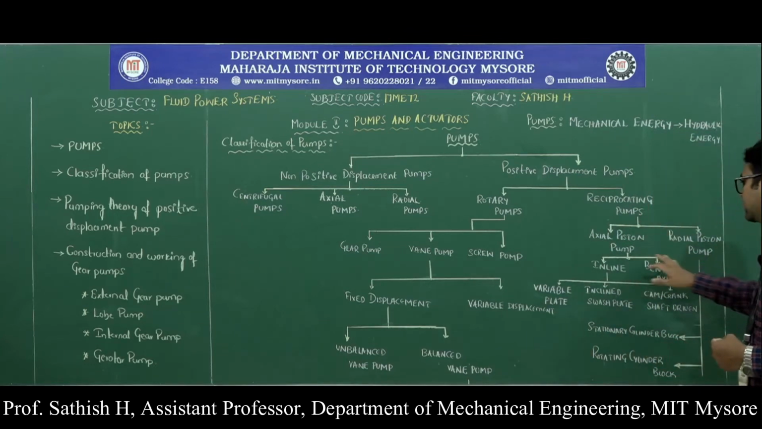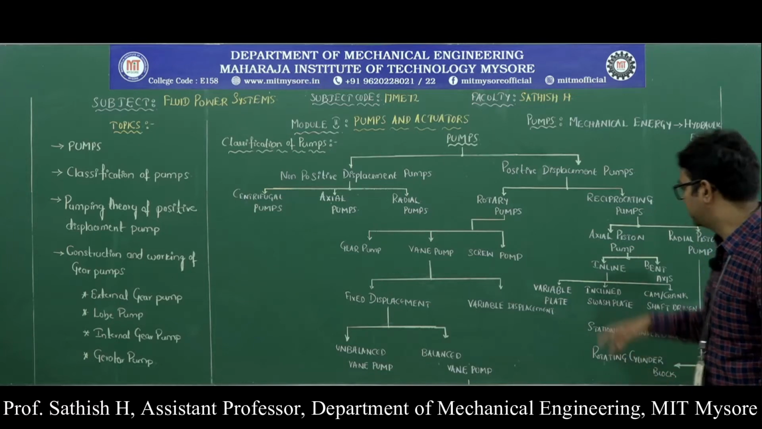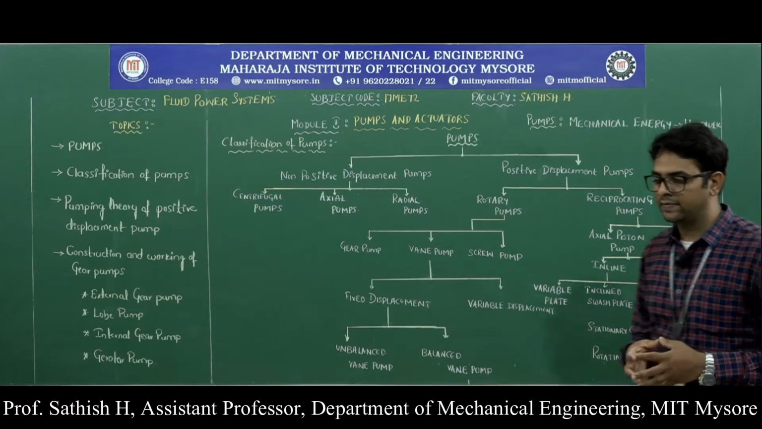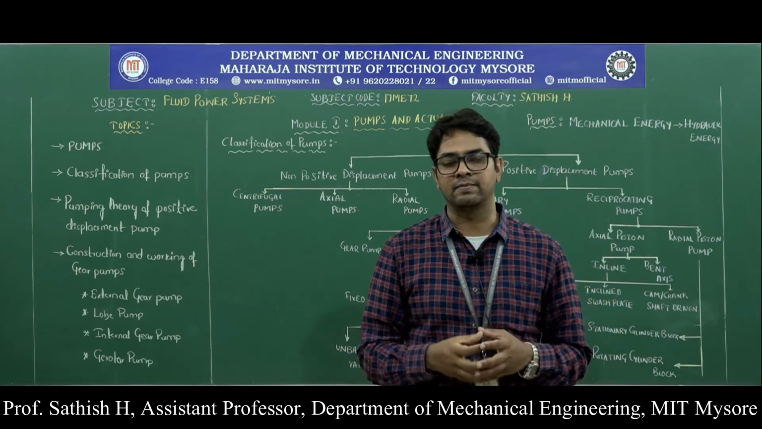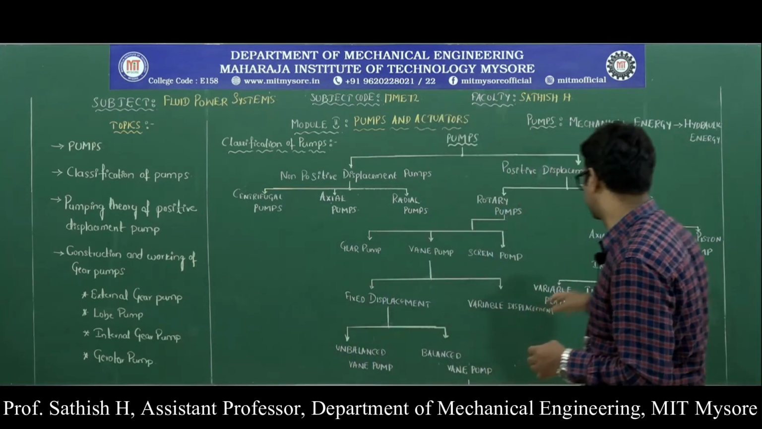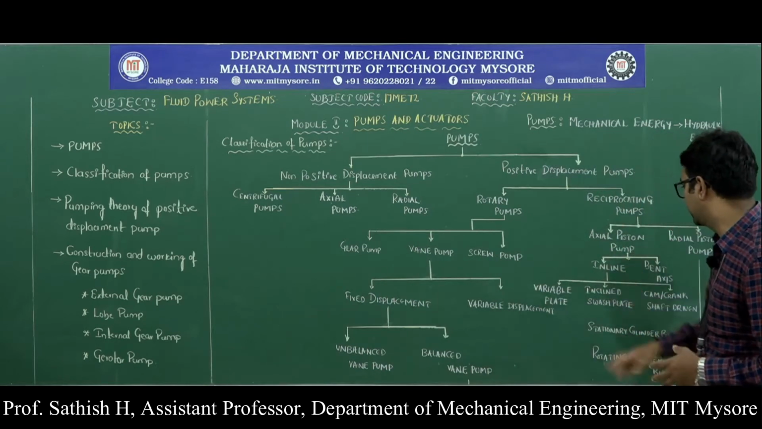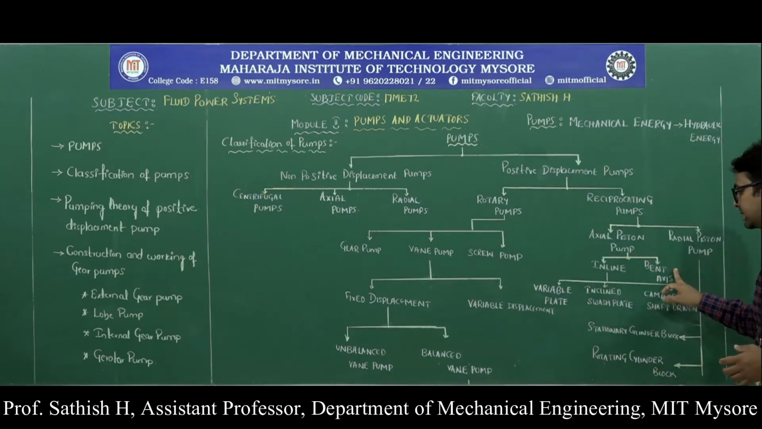They are classified as axial piston pumps and radial piston pumps. Axial piston pumps are those in which the pistons are arranged so that the cylinder axis is the same. Then we can call it an axial piston pump. There we have inline piston pumps and bent axis piston pumps.